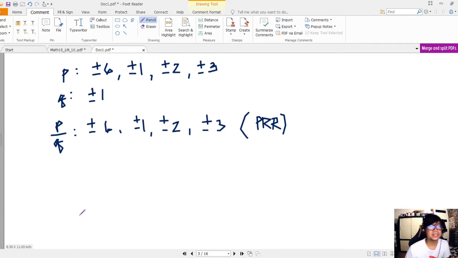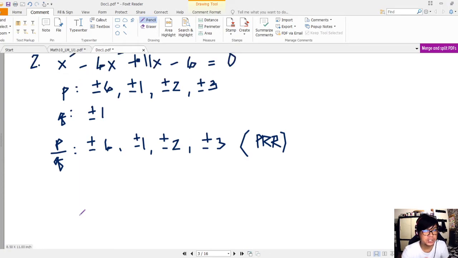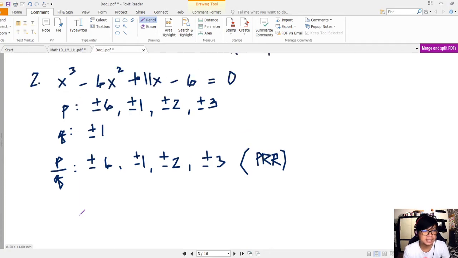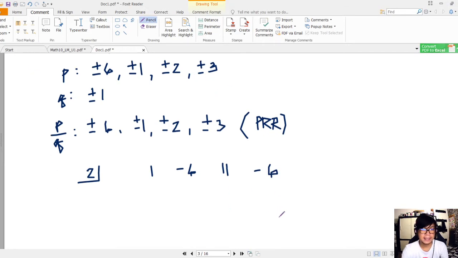Sige, we will use synthetic division. We will have the first trial. First trial natin is when x is equal to, ano kaya, ang value ng ating factors dito? Sige, try natin yung 2. So, the coefficients are 1, negative 6, 11, and negative 6. Walang missing terms, no? So, no need to insert 0. So, yung first trial natin. Tingnan natin.